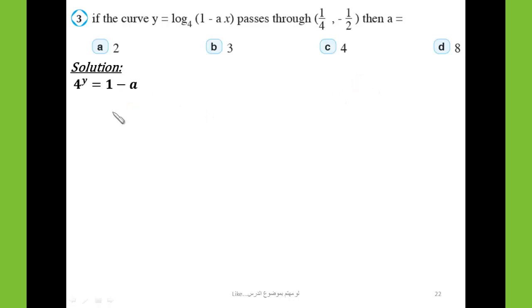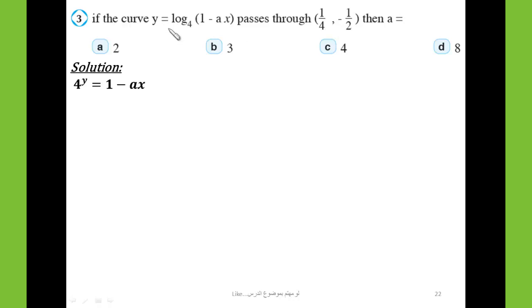Solution. First, we write the logarithmic form in exponential form. So we have 4 power y equals 1 minus ax. But this function satisfies this point, or you can say the point 1 over 4 and negative half lies on the curve of this function.